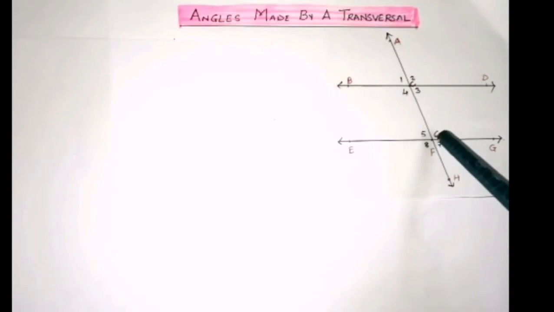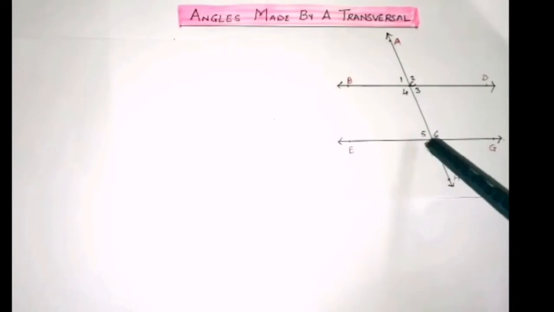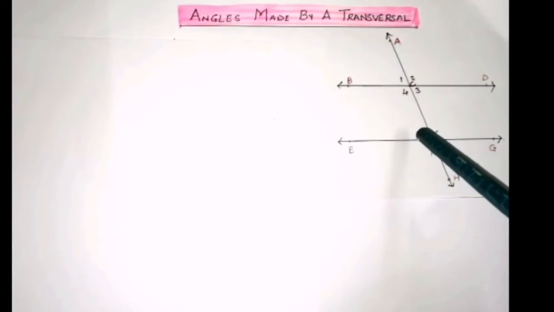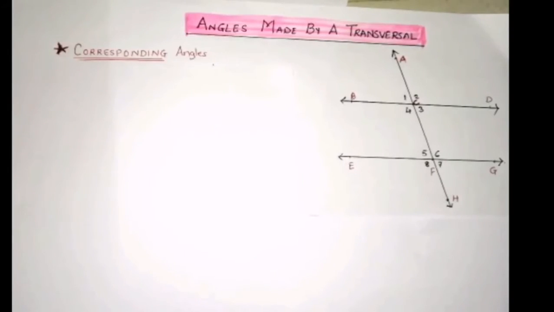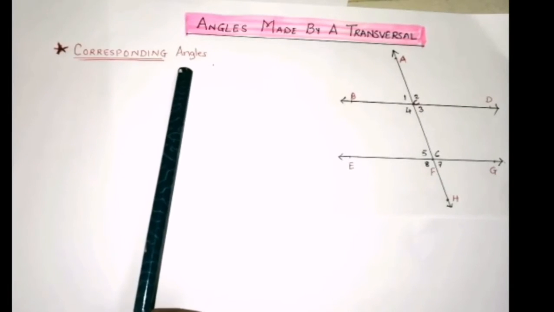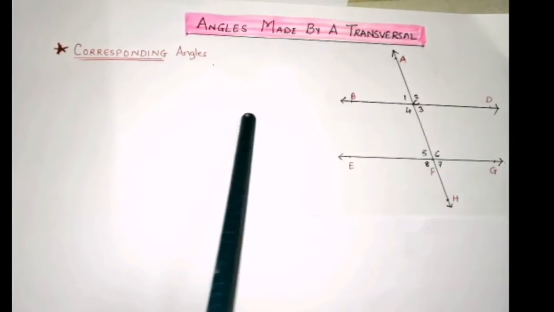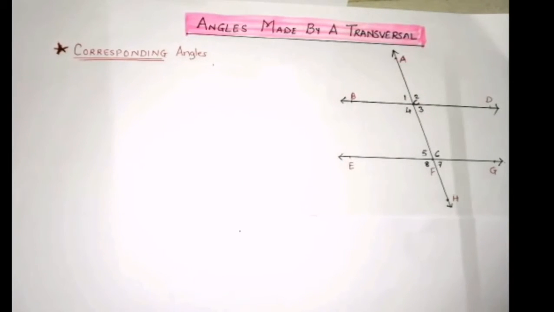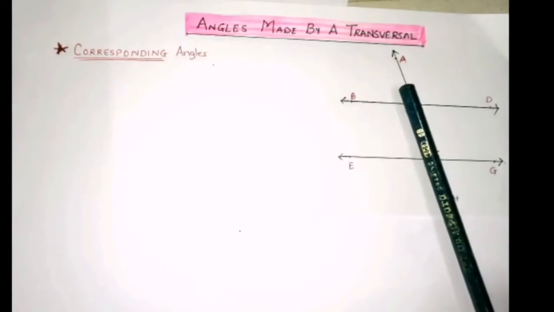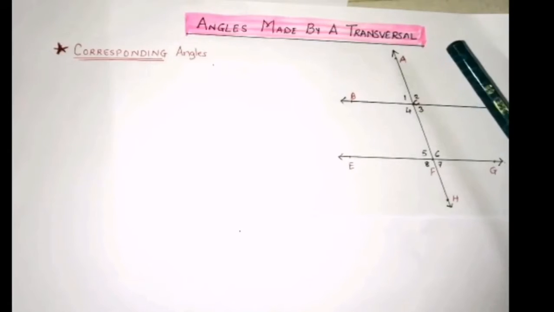Now we are going to talk about some pairs of angles made by the transversal. First we will talk about corresponding angles. What are corresponding angles? Let's see. The corresponding angles are always towards the same side of the transversal. Let's understand what that means.